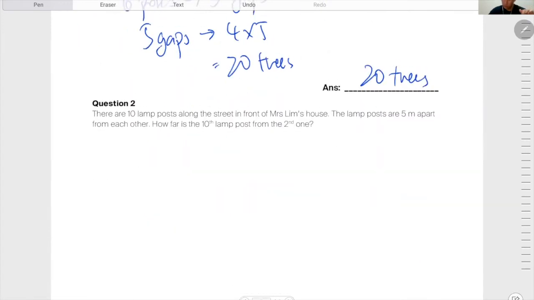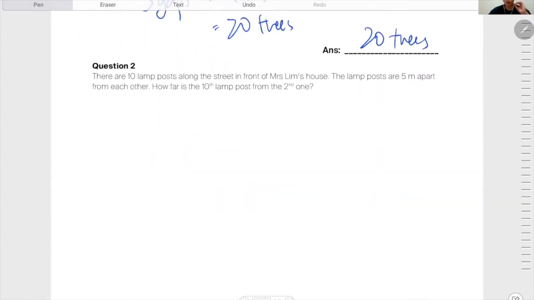For question 2, try not to be drawing out the lamppost. Don't come and draw 10 lampposts, because you are lucky right now that the numbers are small. If the numbers get bigger, you're going to have trouble, because you can't possibly be drawing a few hundred lampposts. So ask yourself, how many gaps are there between the second and the 10th lamppost? And the key is this, they want it from the second to the 10th.